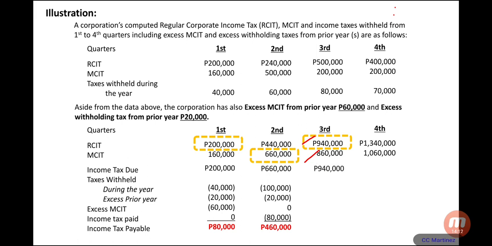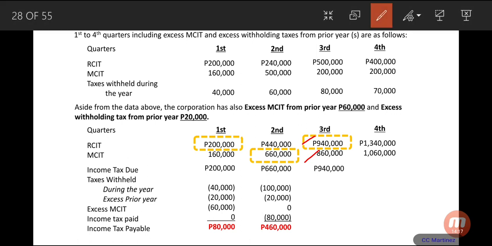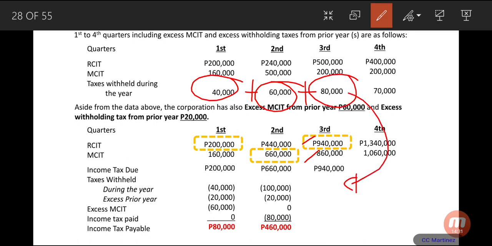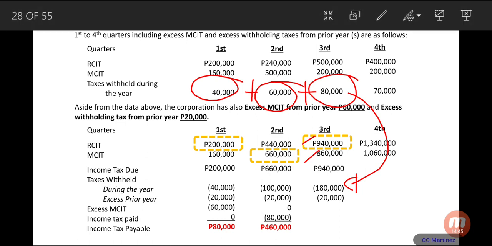Okay. So, meron din tayong taxes withheld during the year. So, magkano? Again, since cumulative balance yung ginagamit natin for RCIT, MCIT, gamitin din natin yung cumulative balance ng taxes withheld during the year. So, 40,000 plus 60,000 plus 80,000 equals 180,000. So, we have excess prior year of taxes withheld. Magkano? Hindi nagbabago yung amount niyan. 20,000. Saan galing? So, given sa problem, meron tayong 20,000.